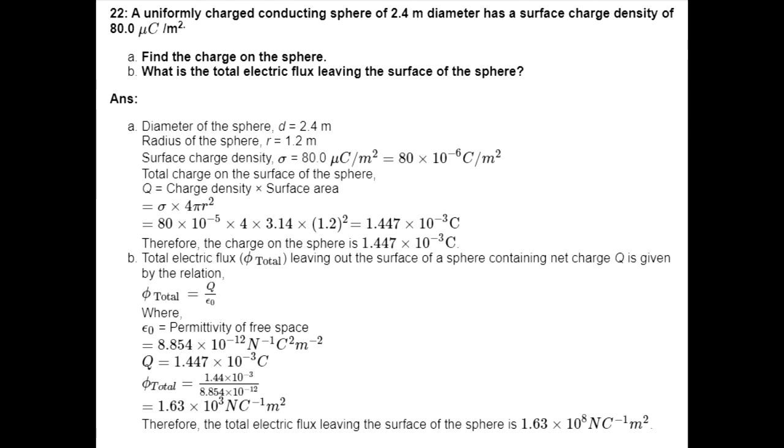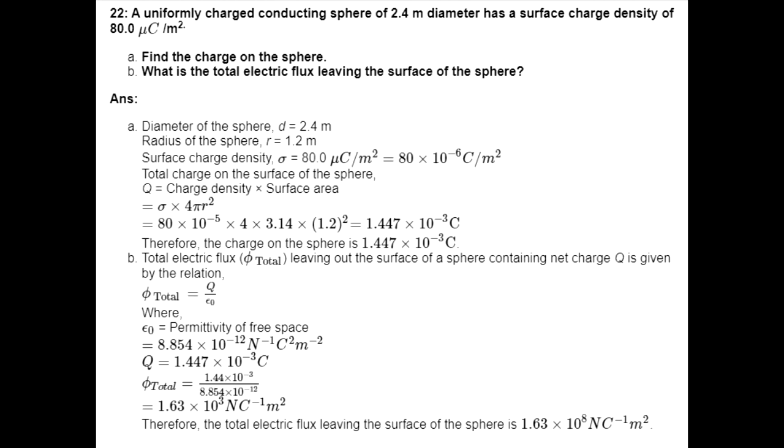Question 22. A uniformly charged conducting sphere of 2.4 meter diameter has a surface charge density of 80 microcoulomb per meter square. Find the charge on the sphere and the total electric flux leaving the surface of the sphere. Here, the diameter of the sphere is 2.4 meters, so radius becomes 1.2 meters.